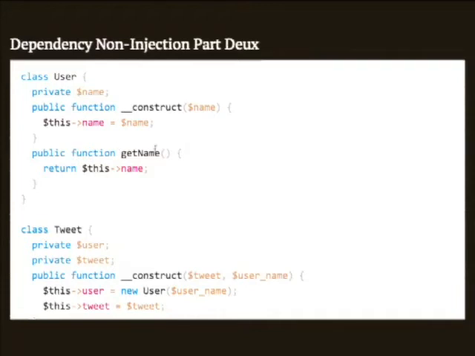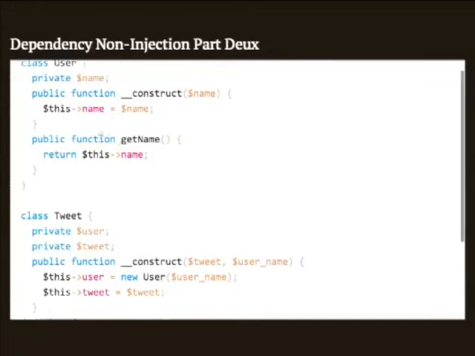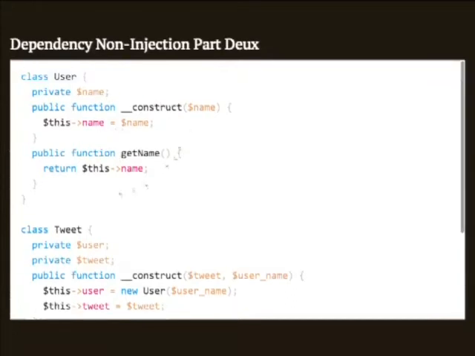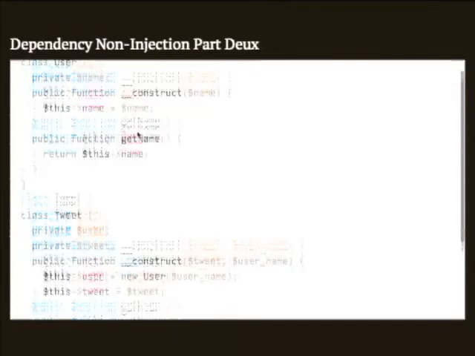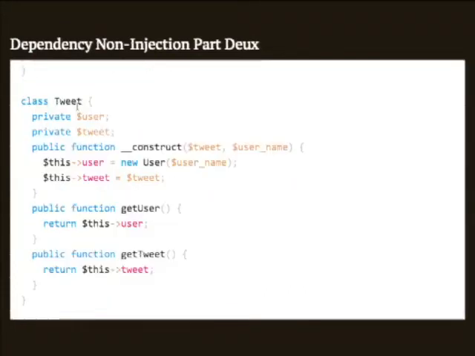So I have this class called User, and it has its getName method, and it has a constructor, and I can pass in the username. The important thing to look at here is in my Tweet class, I am passing in the tweet and the username. Then I'm creating a new user inside of the constructor, and then creating the tweet, and I have a couple of methods I can call.